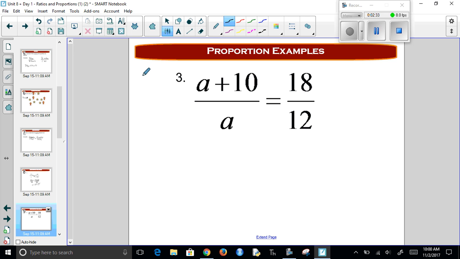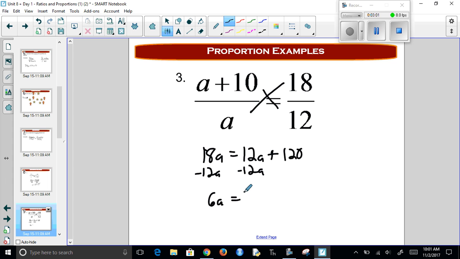And so now if I want to find the value of a, first we cross multiply. 18 times a is 18a. Now one trick here is that 12 is multiplied by this whole quantity, so you can multiply it to each term. So that's 12 times a plus 12 times 10, which is 120. So now, once we have that, we solve for a. Notice that we don't just divide right away. A lot of people who are used to cross multiply and divide just want to divide right away, and they're not ready for it. So now a is equal to 20.